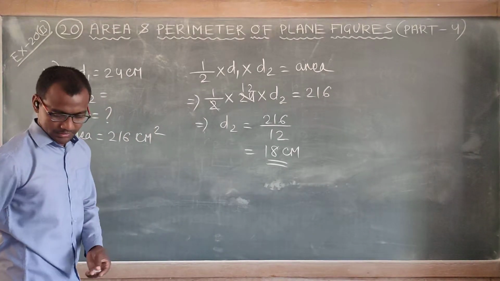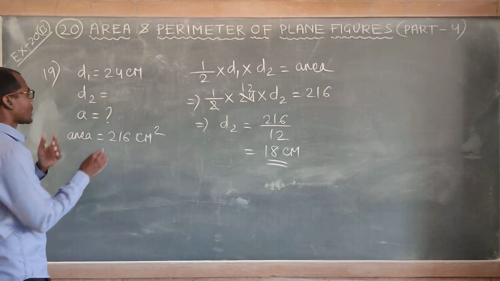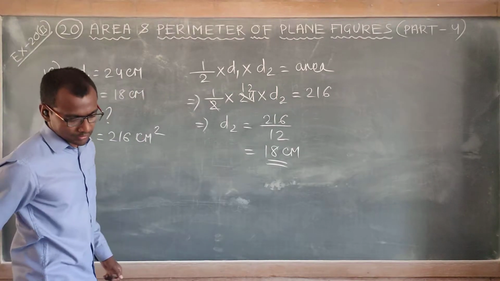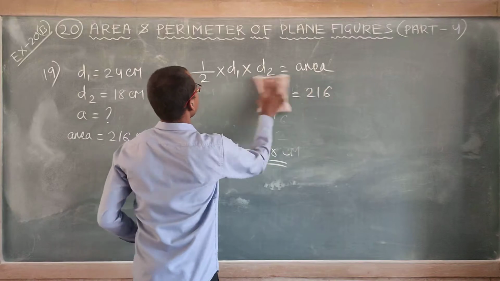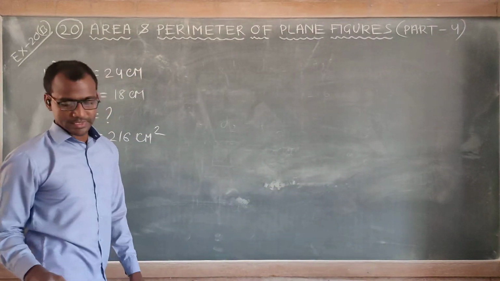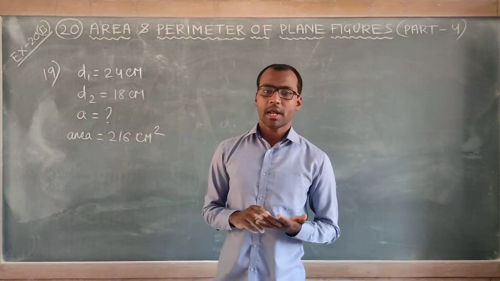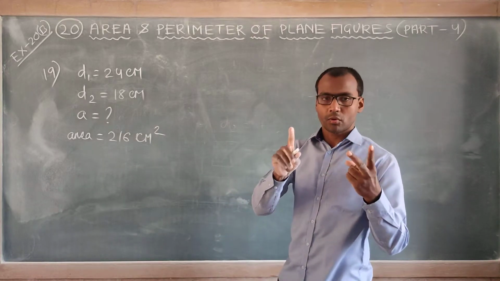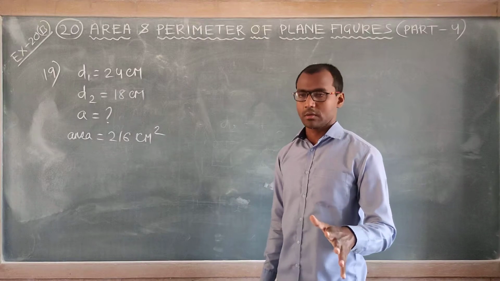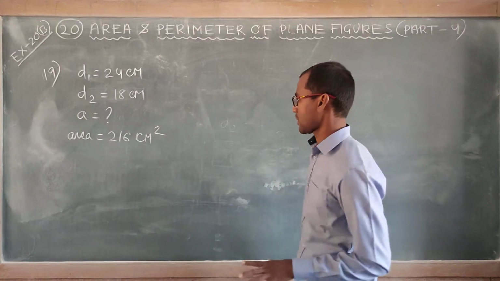The other diagonal is 18 cm. Now let us go for the side of the rhombus. Now how to find the side of the rhombus? I had actually forgotten in part 3 to give the relation between the two diagonals and one side of a rhombus. I gave the relation between diagonal and side of a square, but I forgot to give it for a rhombus. So now I am giving.